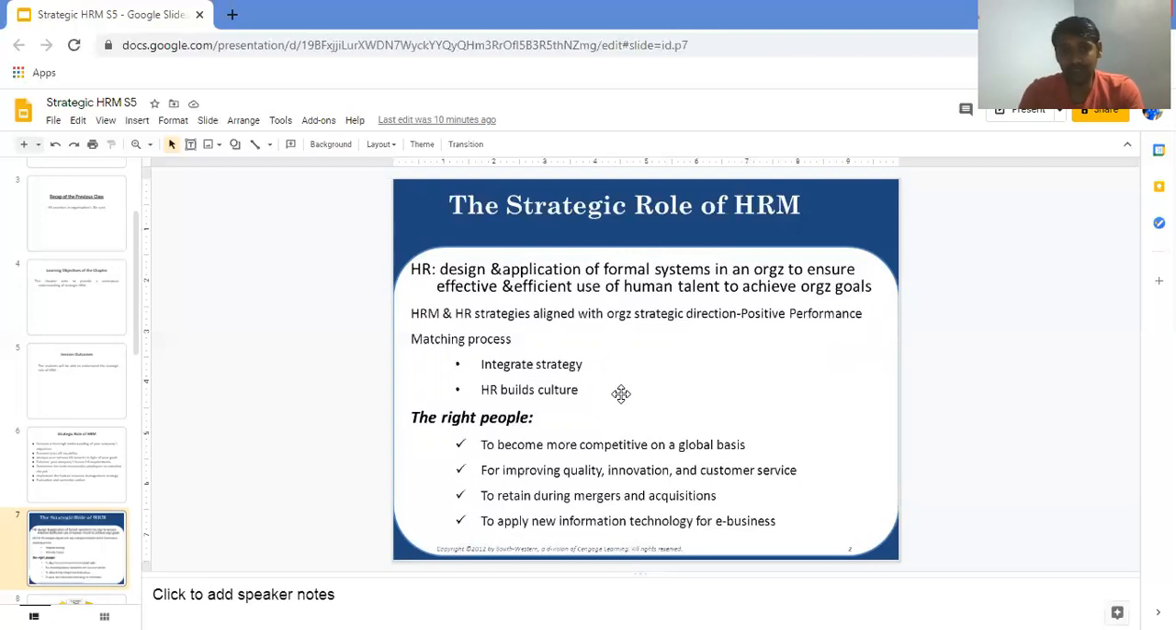What is the purpose? The right people, to become more competitive on a global basis, for improving quality, innovation and customer service, to retain people during mergers and acquisitions, and the last one, to apply new information technology for e-business. So each point explains a different task or role which is played by the human resource manager in an organization.